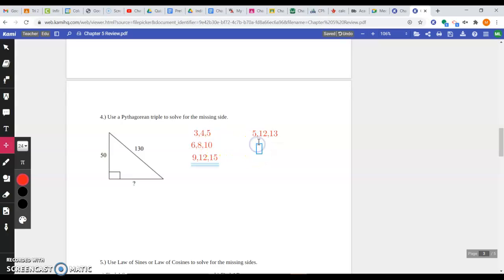And we'll take a couple variations of this one as well. One could be 10, 24, and 26. Another could be 15, 36, 39. And again, I could have an infinite amount of variations. The reason I'm writing those is because I'm going to look for a variation of one of these original ones so that I can use it to solve this problem.